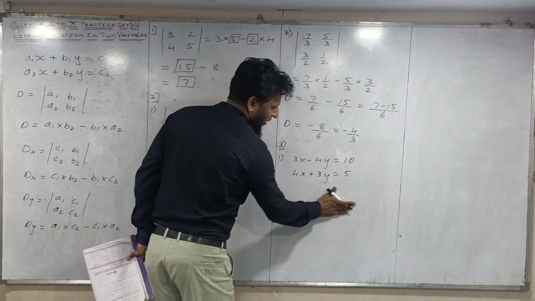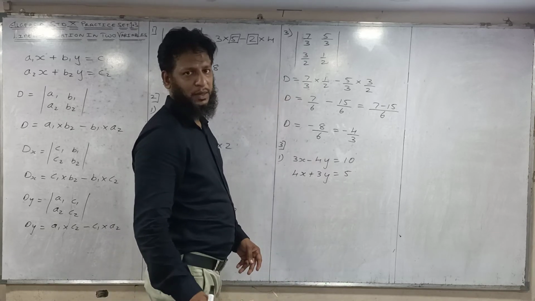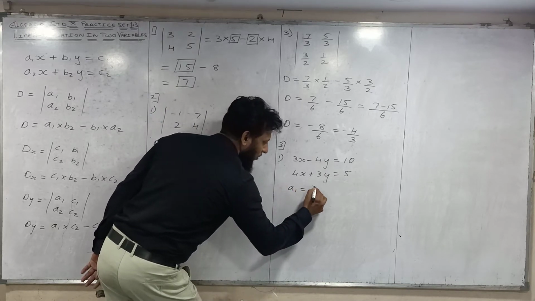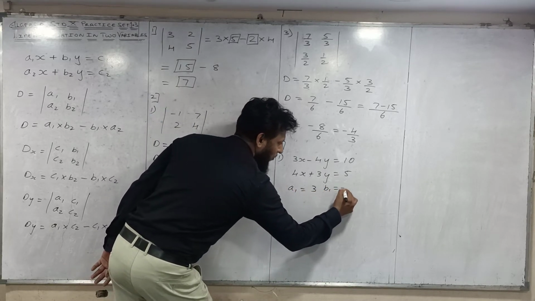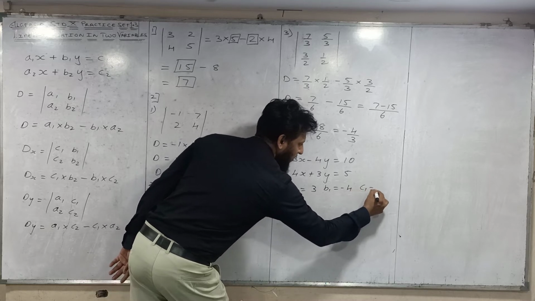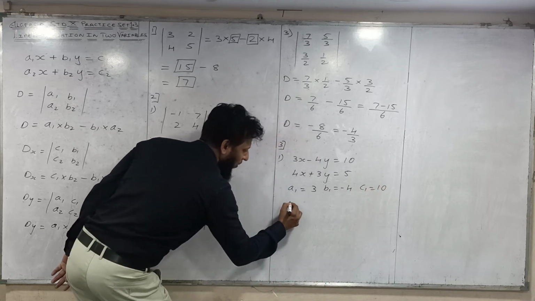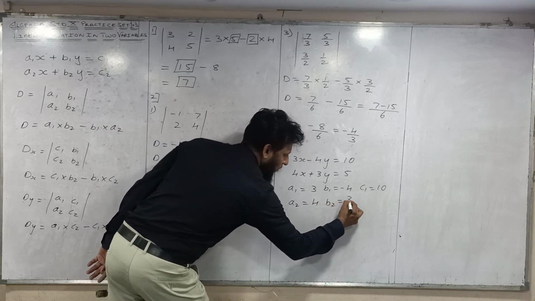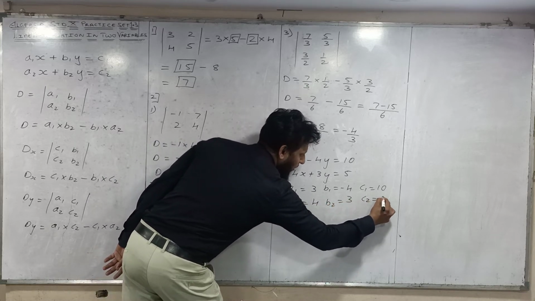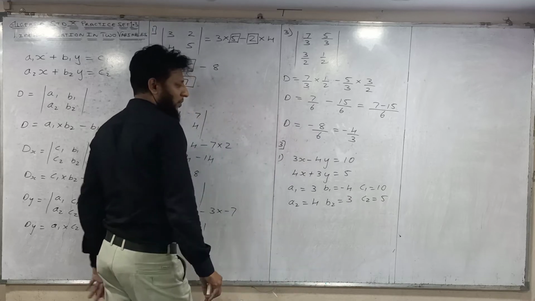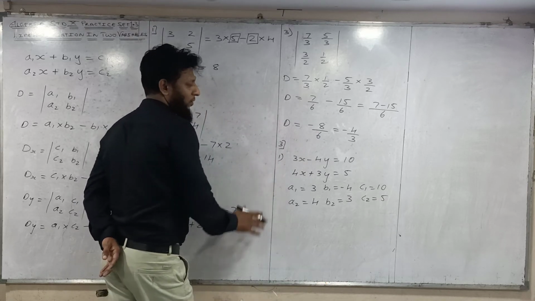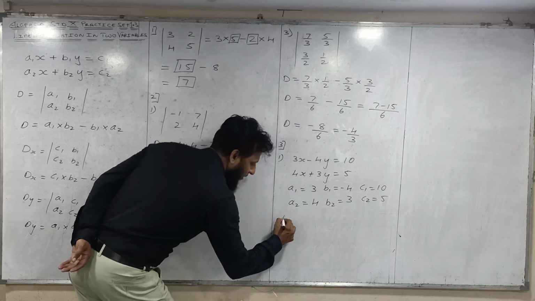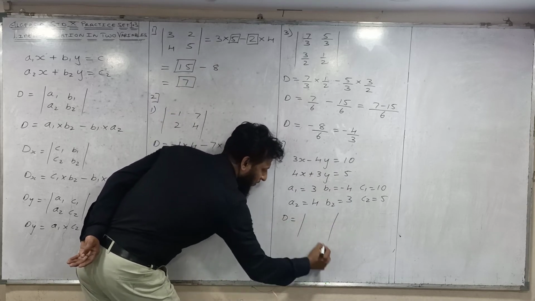Here, first you have to find out the values of a1, b1, c1, a2, b2 and c2. a1 is equal to 3, b1 is equal to minus 4, c1 is equal to 10. Now a2 is equal to 4, b2 is equal to 3, c2 is equal to 5. So first find out the values of a, b, c, then write the formula for d.